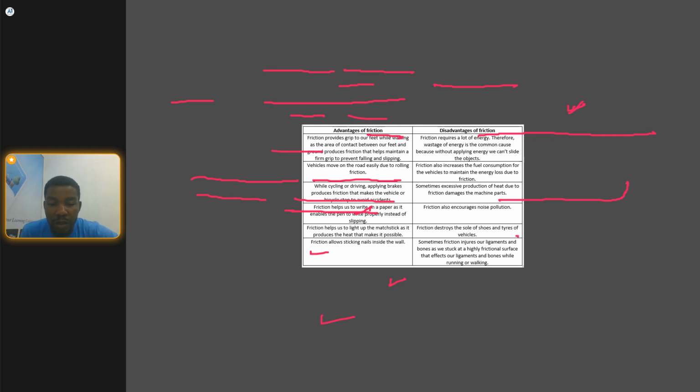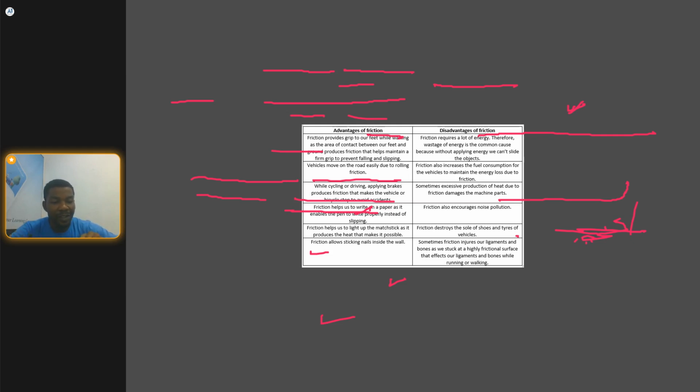Friction encourages noise pollution. If you are very conversant with cars, some cars that don't have good engines, when they are trying to move by pressing the accelerator, you hear some sound like trying to forcefully move. That thing that is giving the sound is because of friction that is happening in the car. In the car, the engine has different components and they are gliding on each other.